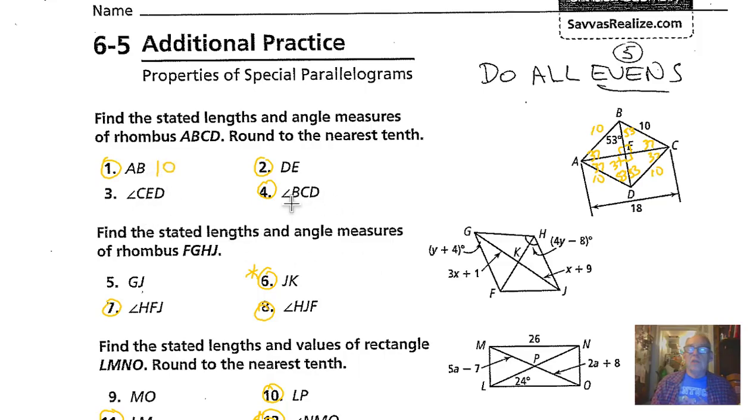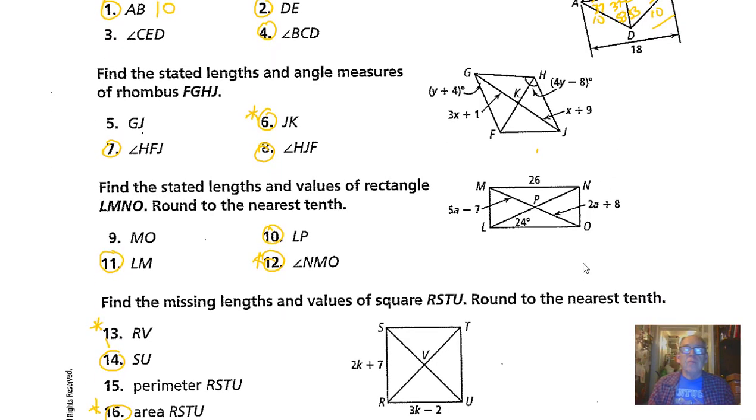Let's say you wanted BCD for number 4. B to C to D, that's going to be 237s. So that's going to be 74. So sometimes the easiest way is to kind of solve the diagram and then use it to answer the questions. It actually saves you a little bit of time sometimes by doing it that way. Let's look at this next set.